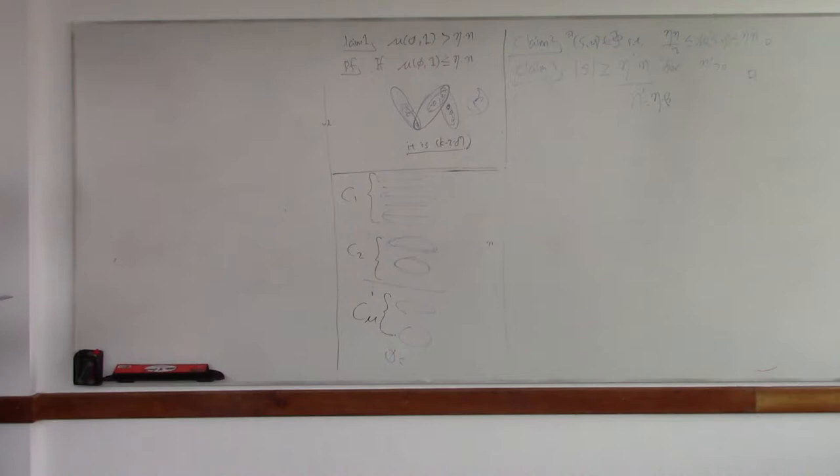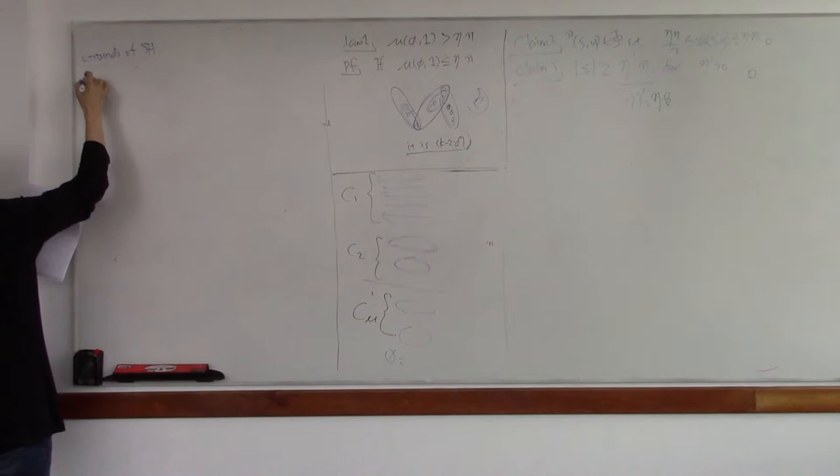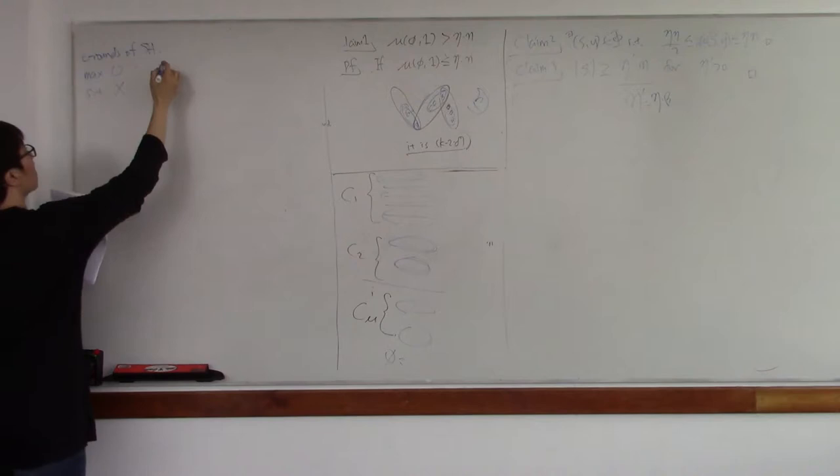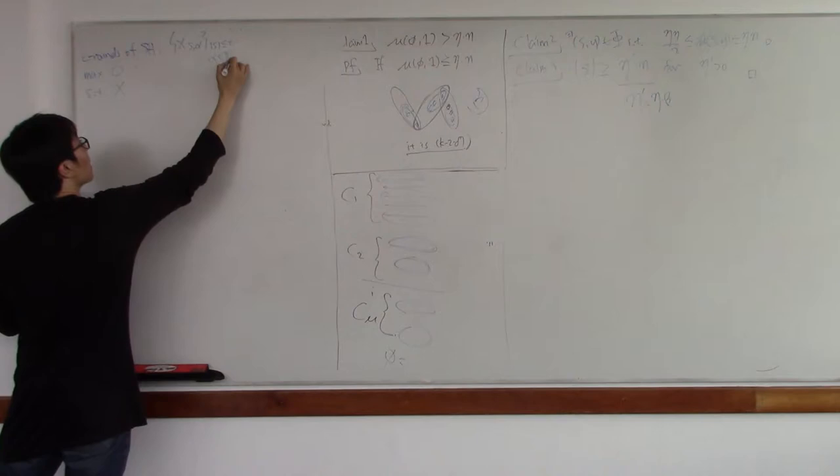So now let me redefine the Sherali-Adams and Lasserre hierarchy. T rounds of Sherali-Adams. I'm not going to write the objective. So max is zero, such that the variables are x, S, alpha, where S is a subset of n of size at most t, and alpha is an assignment to these S variables.